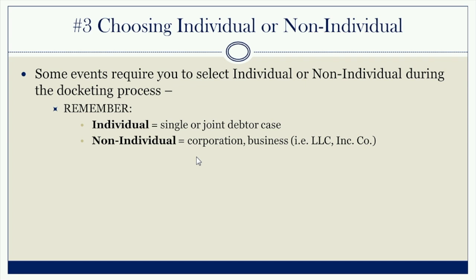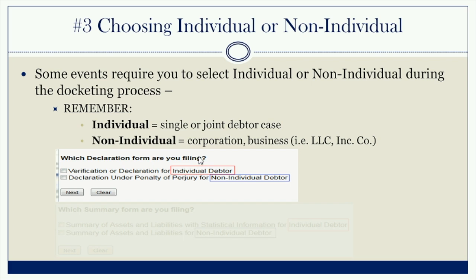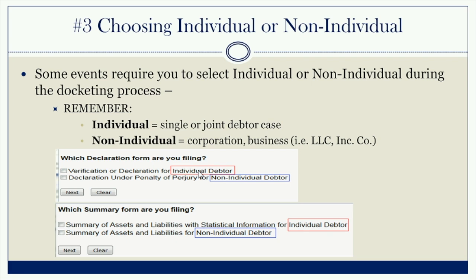Okay, at this point, we're going to talk about choosing individual or non-individual when you are filing documents and forms. Some of our documents, when you are going through the document process, require you to identify which it is that you're filing. And remember, individual is a single or joint debtor case. Okay, simple enough, right? Non-individual, corporation, or business. You can also denote those by LLC, Inc., or whatever on there.